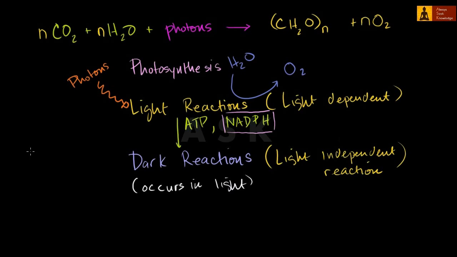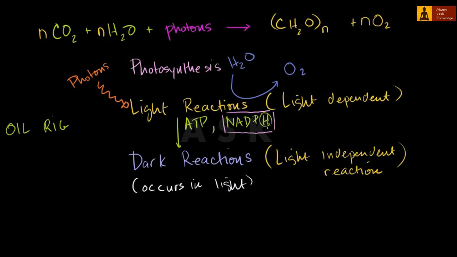This is a good reminder. OIL RIG, right? Oxidation is losing an electron. Reduction is gaining an electron. Your charge is reduced when you gain an electron, right? It has a negative charge. So this is a reducing agent. It gets oxidized by losing the hydrogen and the electron with it.